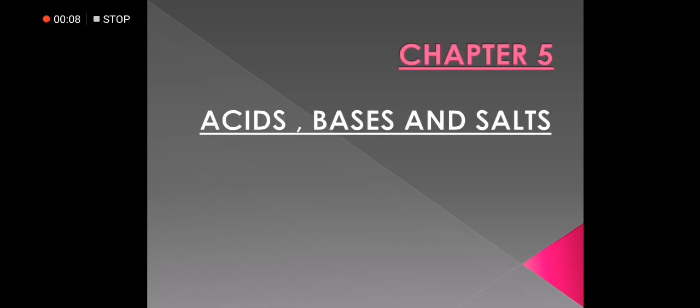Hello students, today we are going to continue with chapter 5, acids, bases and salts. We have studied about important topics of this chapter in the previous sessions. We studied about acids, their properties and uses. We also studied about bases, their properties and uses. We also studied about indicators in the previous session.